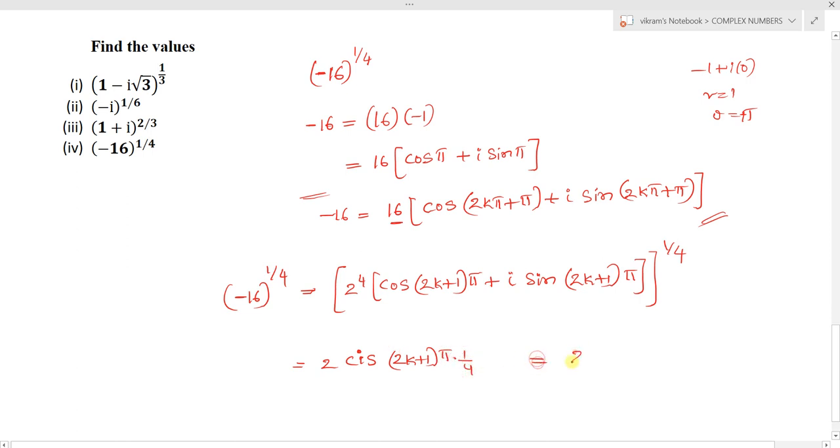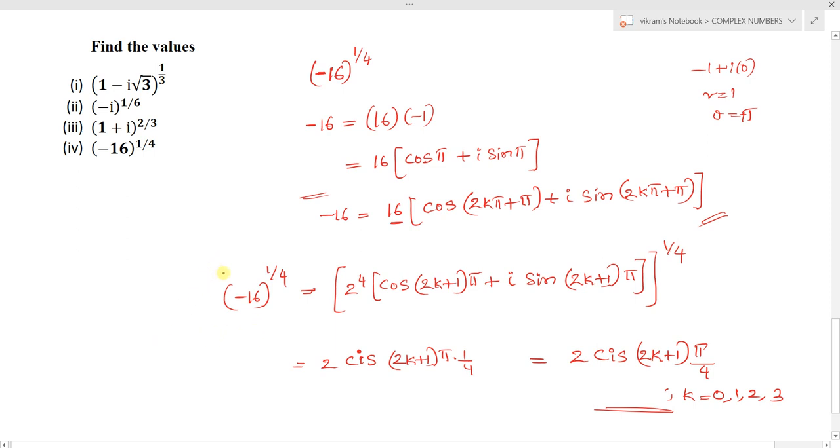So it is nothing but 2 into cis of (2k plus 1) pi by 4, where the k values are from 0, 1, and here n equals 4, so 0, 1, 2, 3. Now what is the value of minus 16 power 1 by 4? The values are 2 into cis of (2k plus 1) pi by 4, where k equals 0, 1, 2, 3.